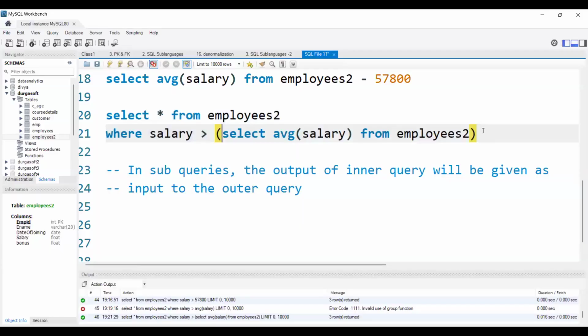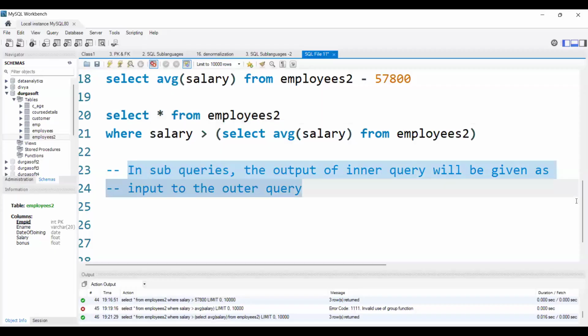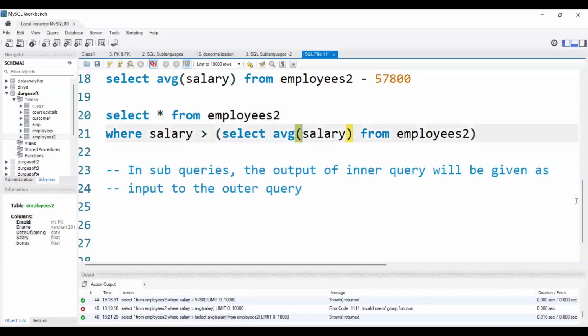The query with the help of which we are able to answer the main query, that is the inner query, we consider as the subquery. That means the inner query is called the subquery and the outer query is called the main query. Whatever output we get in the inner query, according to that output we get the final output. Basically, the output of this will be given as input to solve this query, to get the output of the main query. I hope I'm clear till here.